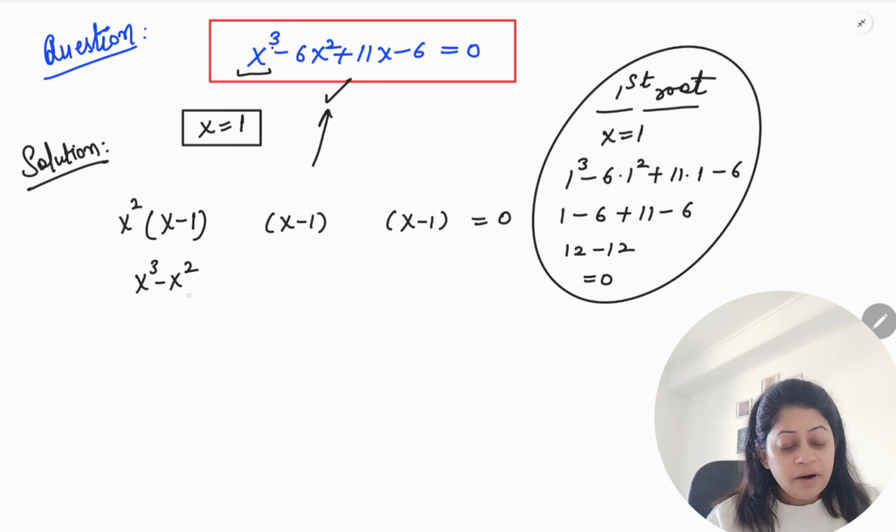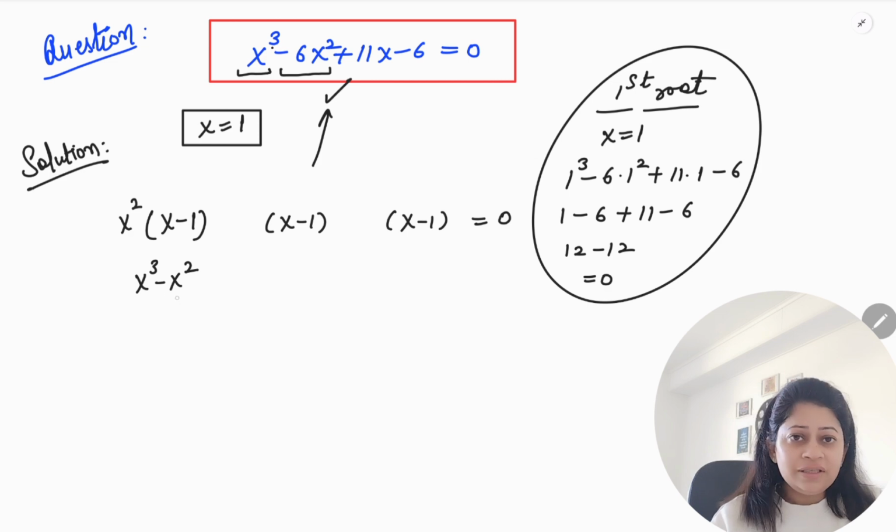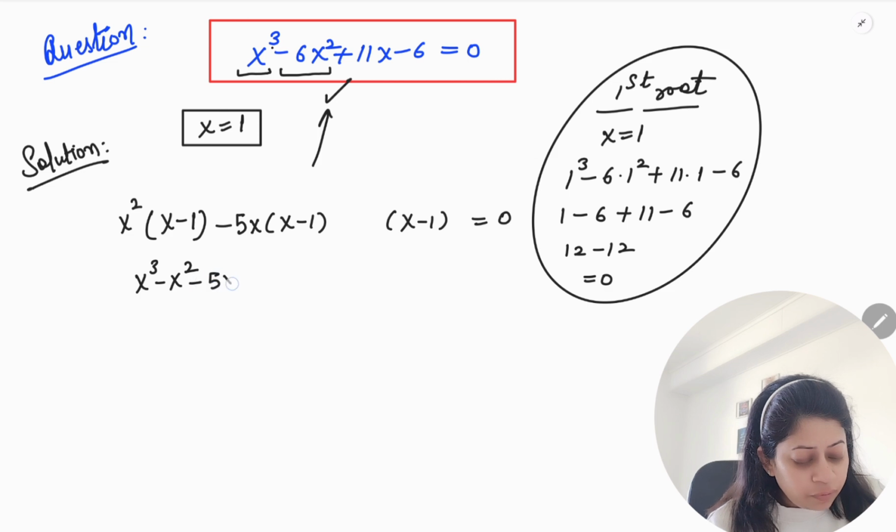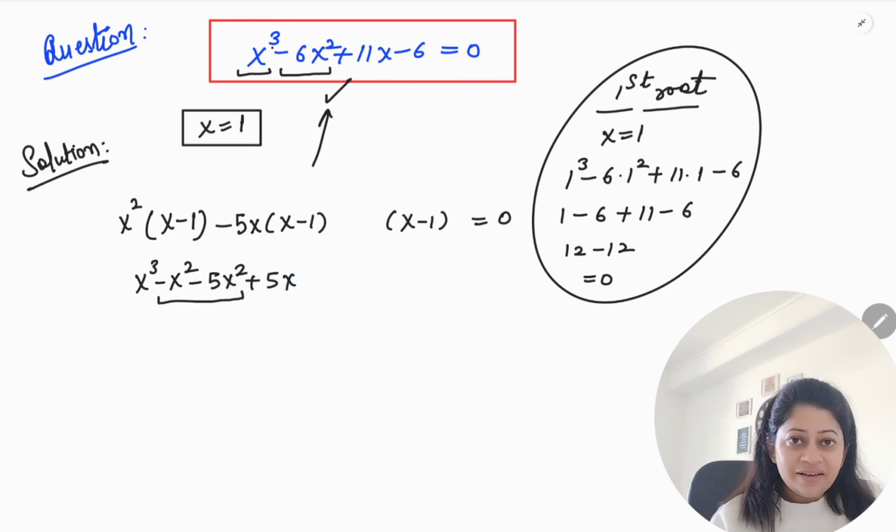Minus x square. But what do you want? You don't need minus x square. You need minus 6x square. So what should I do here to get minus 6? If I multiply this with minus 5x, right? You will get minus 5x square plus 5x. Now you got minus 6x square, right? This is what I am telling you. Now you have 5x here.